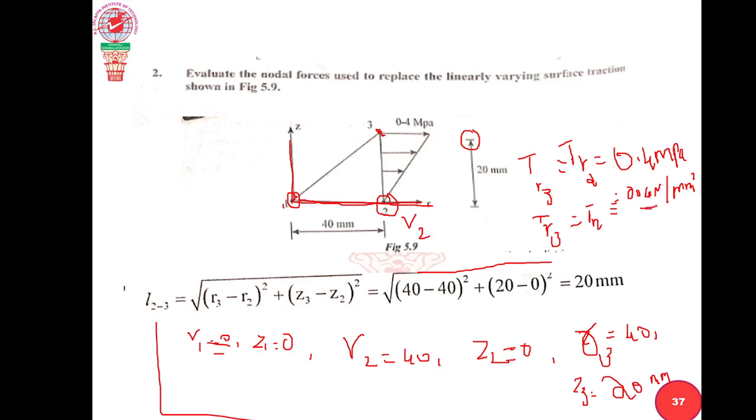What about TZ2 and TZ3? With respect to the Z direction, what is the traction force? 0. So TZ2 is 0. Write down TZ.